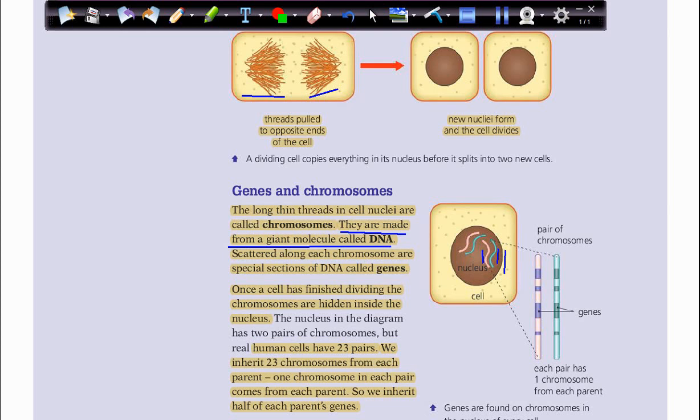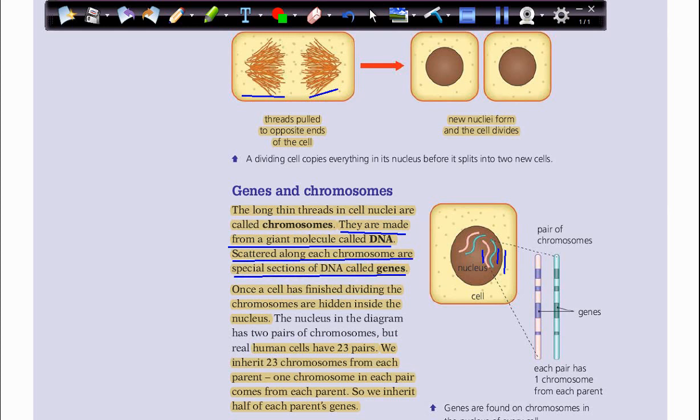These chromosomes are made up of giant molecules called DNA, which stands for deoxyribonucleic acid. Deoxy means without oxygen. Ribonucleic acid. Scattered along each chromosome are special sections of DNA called genes.